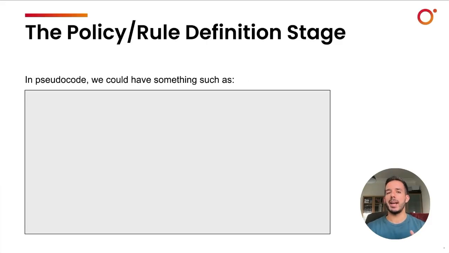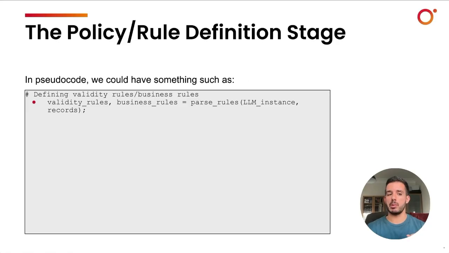So how would this look like in pseudocode? Well, we would start by defining the validity rules or the business rules. For example, we use a function that takes the LLM and parses the rules for a specific dataset and returns those rules and the dataset. Maybe it works just for the data validity rules or the business rules. It's up to us. Then we generate the policies based on those rules.